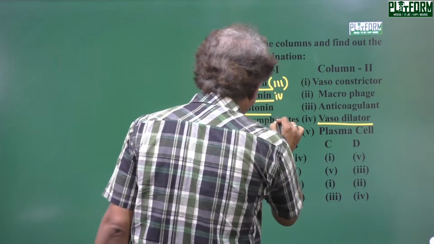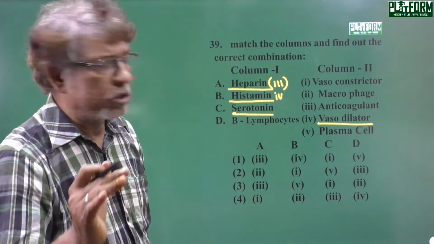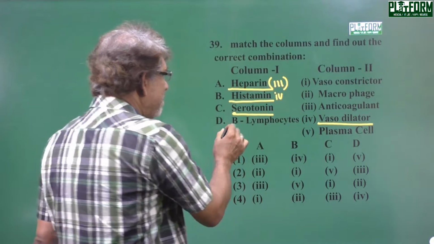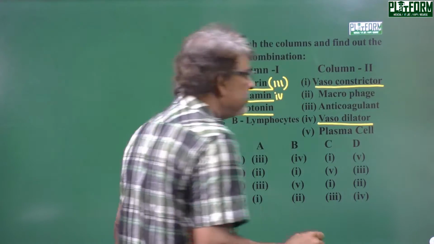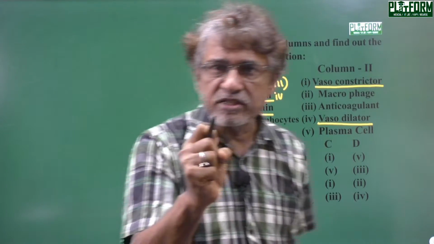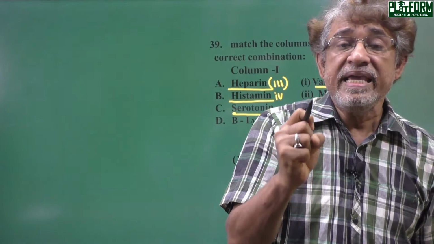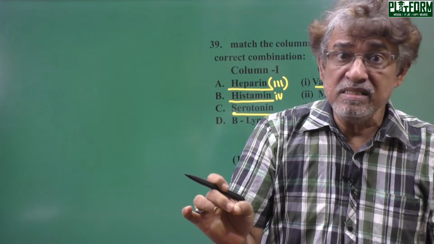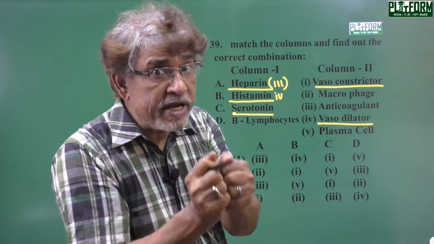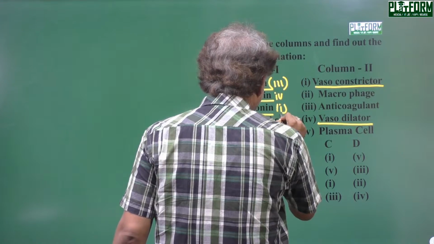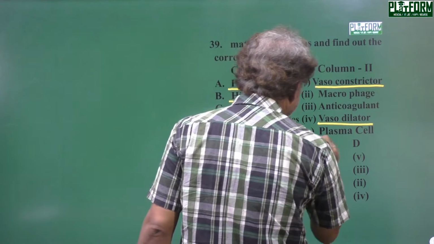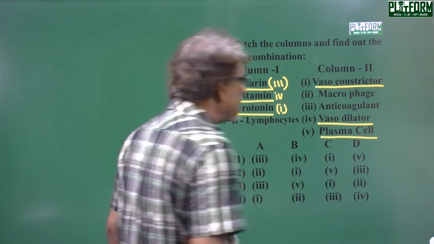Serotonin, one type of neurotransmitter or so-called hormone. It is a vasoconstrictor, that means it constricts blood vessels, it relaxes smooth muscles and constricts blood vessels. So it is called vasoconstrictor, that is 1. And B lymphocytes is related to plasma cell.